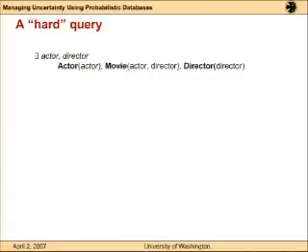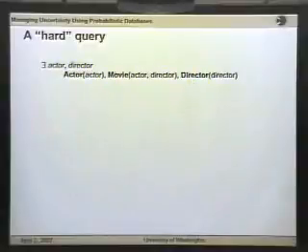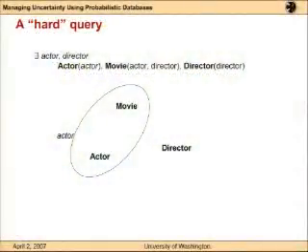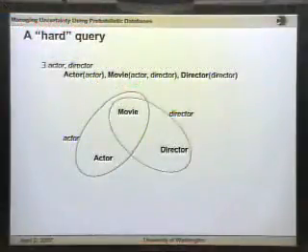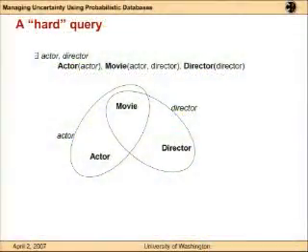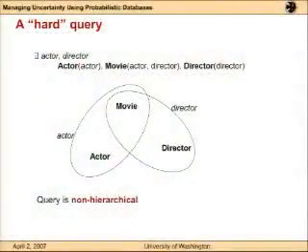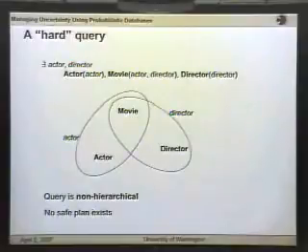Here's a different query. It also has three relations, actor, movie, and director. Let's try to make the graph for this query. So the actor attribute, it appears in the actor relation and the movie relation. And the director attribute, it appears in movie and director. And here you see this graph is not hierarchical because there are two sets that intersect, but none of them is contained in another. And here you can prove that there's no safe plan. So given there's no way you can compose these operators to give you the right probabilities in all cases.